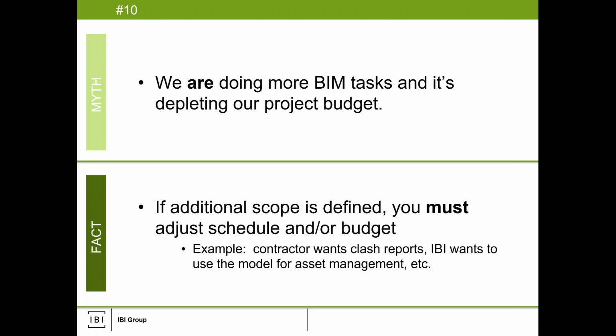Then that leads to, we are doing BIM. Oh, it's expensive because it's depleting our budget. And then that's where we fail from a project delivery. The fact is, if we must increase our scope, we must address and adjust schedule and budget. So if the RFP says, not only do I want you to do what you need to do as an architect, but regular clash detection, schedule the meetings, etc.